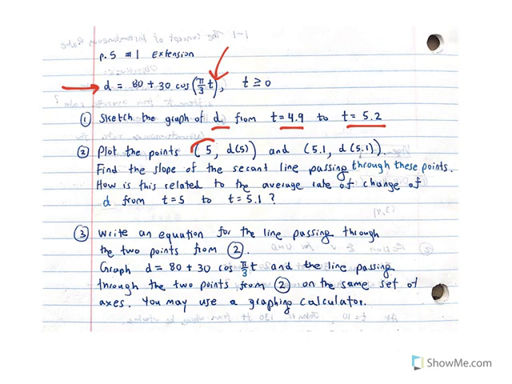Plot the points 5, d of 5, and 5.1, d of 5.1. Find the slope of the secant line passing through these 2 points. How is this related to the average rate of change of d from t is equal to 5 to t is equal to 5.1?